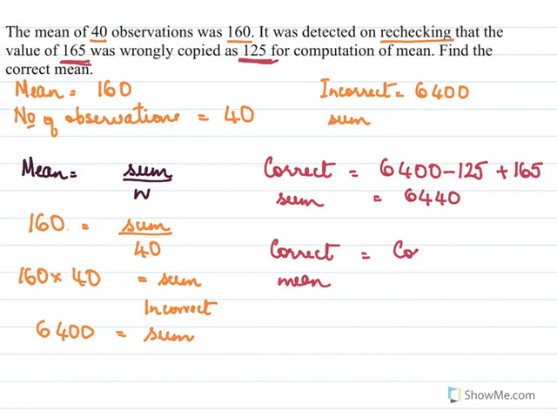So now the new mean or the correct mean will be the correct sum over the number of observations. So the correct sum is 6440. The number of observations are 40. So the answer here, the correct mean, is 161.